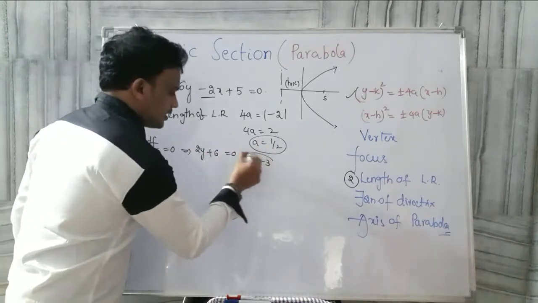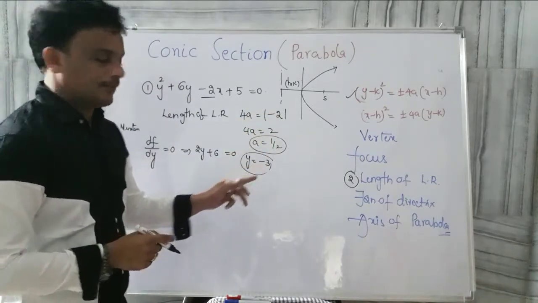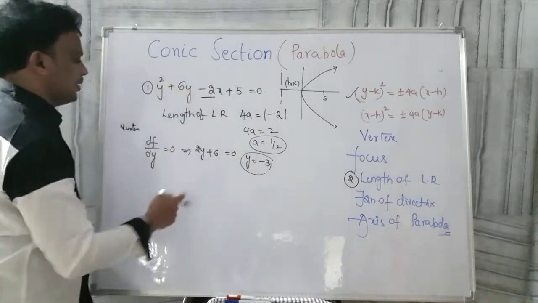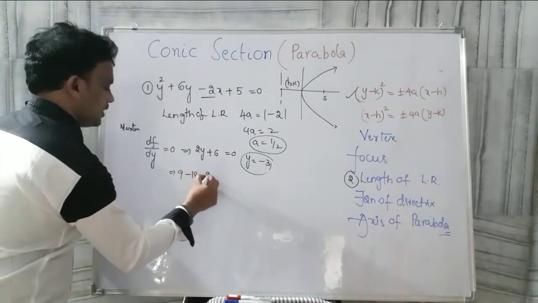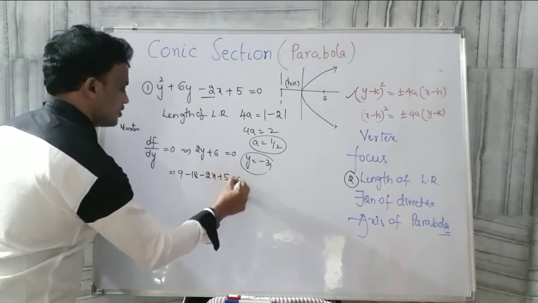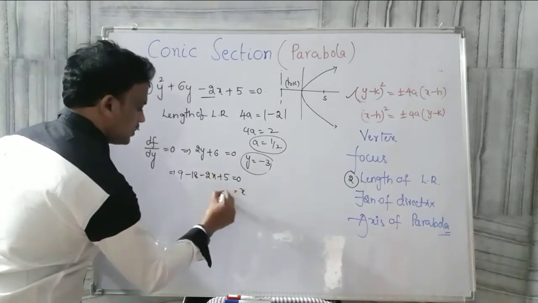So y equals minus 3 means in the vertex, the y coordinate is minus 3. Now that value is substituted in the given parabola, which becomes 9 minus 18 minus 2x plus 5 equals 0. So minus 9 plus 5 is minus 4, so 2x is minus 4, and x equals minus 2.